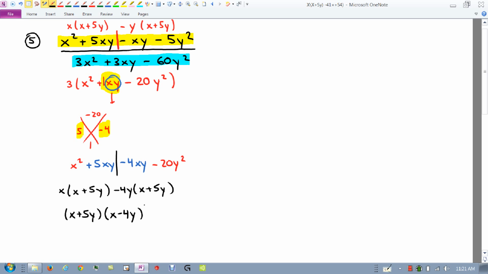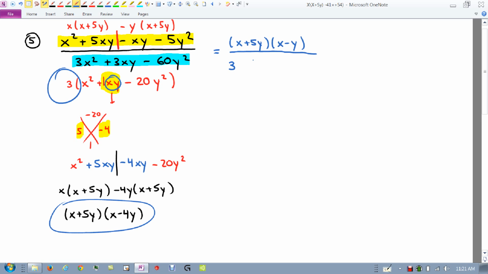Okay, try to put this all together now. This top became, we said, was this up here. Now that turns into x plus 5y times x minus y. On the bottom, do not forget we had a 3 that we pulled out, 3, and then all this grouping stuff, AC method, turned into that. So x plus 5y, x minus 4y.